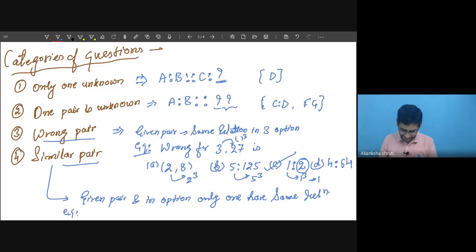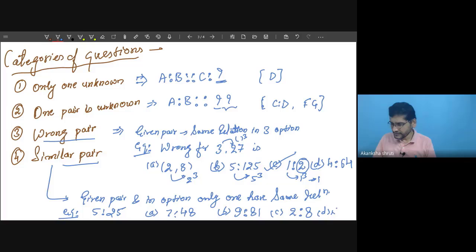Example, let me take, say, 5 is to 25, and in option A, say 7 is to 48 is there, B 9 is to 81 is there, C 2 is to 8 is there, and D none of this.